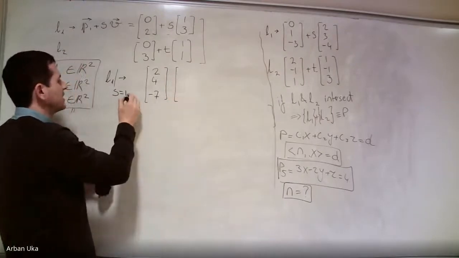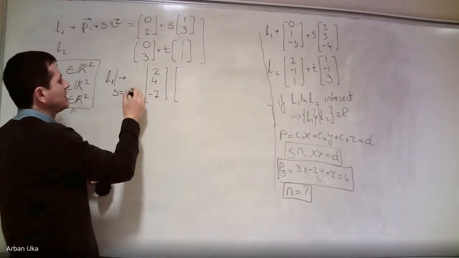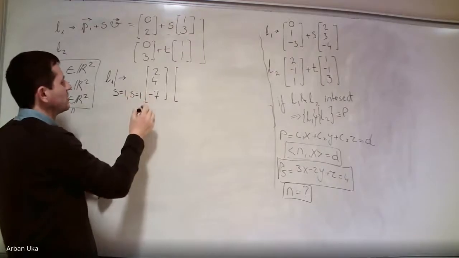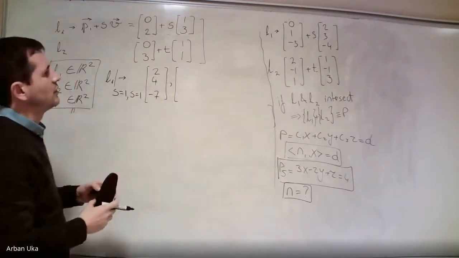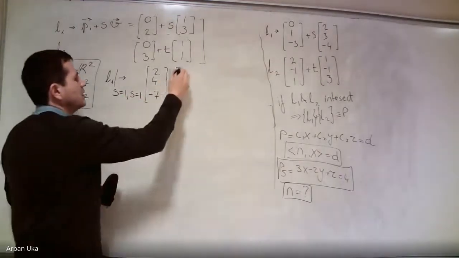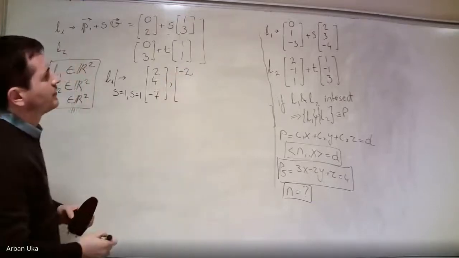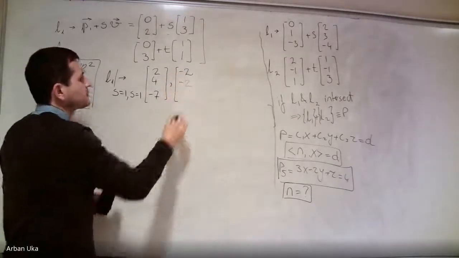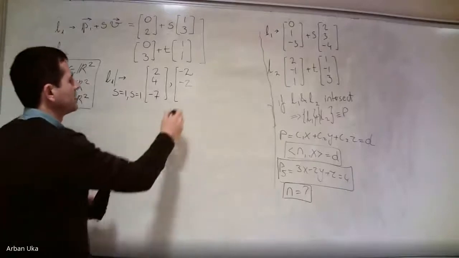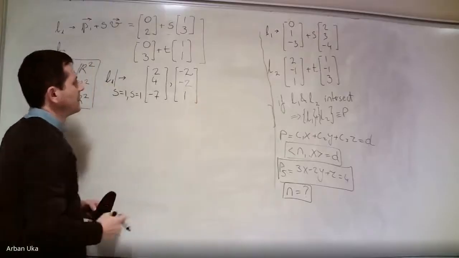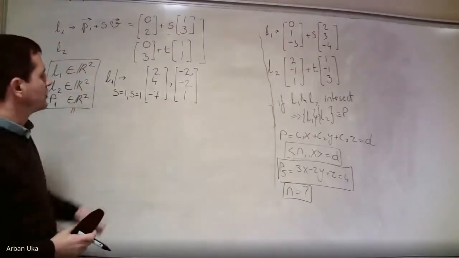And another point in line L1, let's set S equal to minus 1. We put a comma here, and what should we get? Minus 2, minus 2, then what is it? 1. Is this right? Okay. So this is 1 point, this is 1 point.